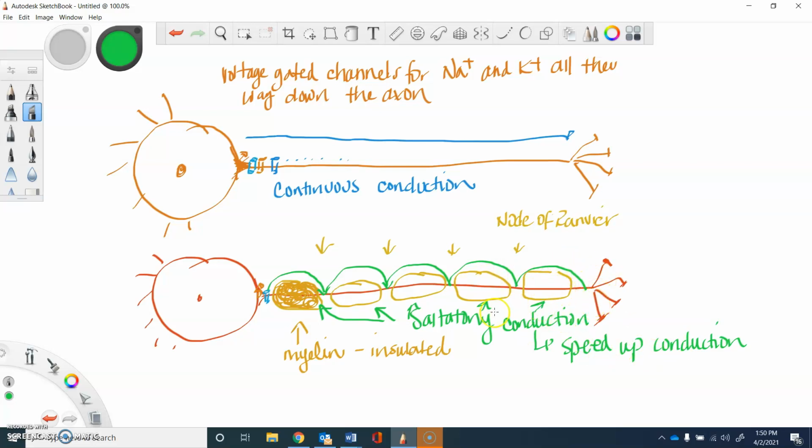So an unmyelinated axon utilizes continuous conduction. A myelinated axon uses saltatory conduction.